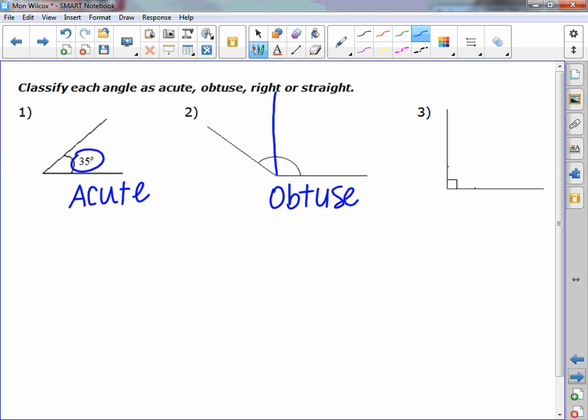And the last one is a right angle, and the way that we can tell that is this little box right here in the corner. That's the symbol that's given to us to tell us that it is a 90-degree angle, because sometimes it may be 91 or 89, but that symbol right there tells us that it is a right angle.